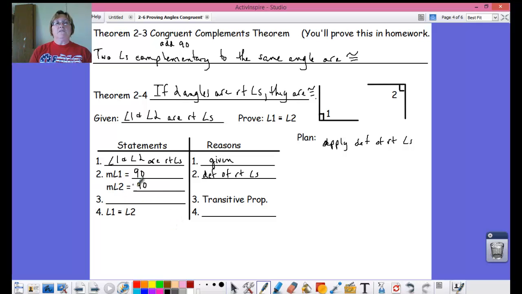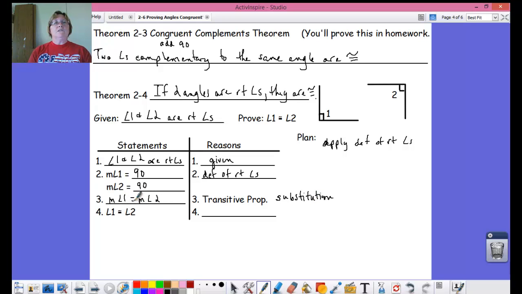The third step of this, you've got two things that are equal to the same thing. They must be equal to each other. Whoever wrote this slide wrote transitive. I would prefer substitution, but I will tell you that our textbook kind of uses those interchangeably. I think substitution is better here. However, transitive is also appropriate. But what we're saying is, if they both measure 90, then they have to equal each other. The measure of angle 1 is equal to the measure of angle 2.